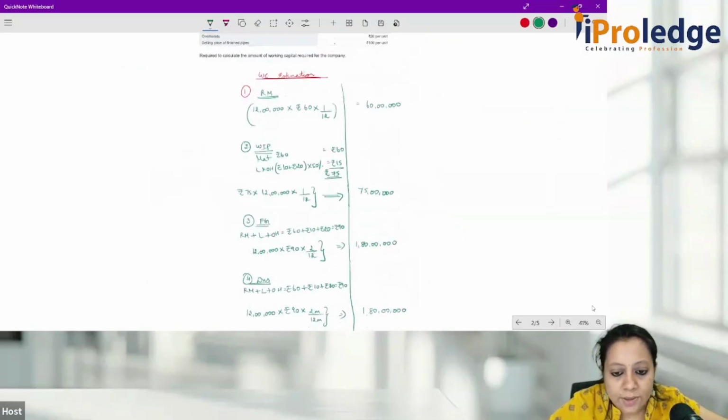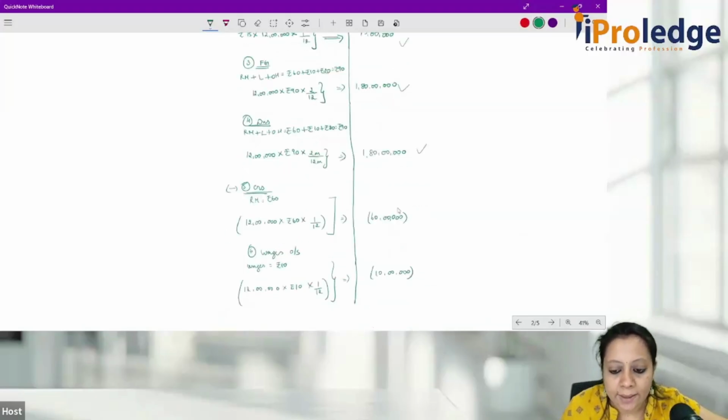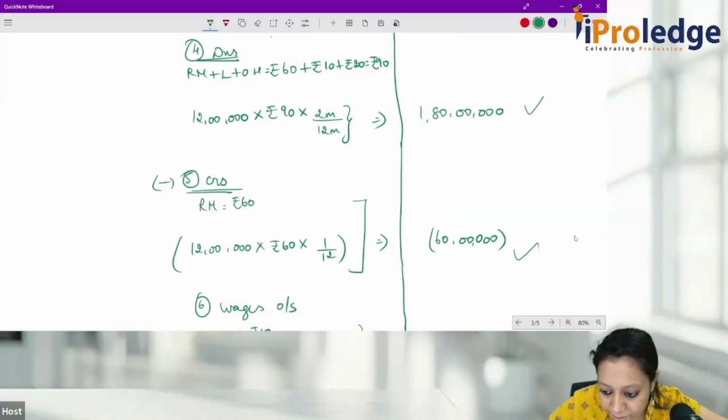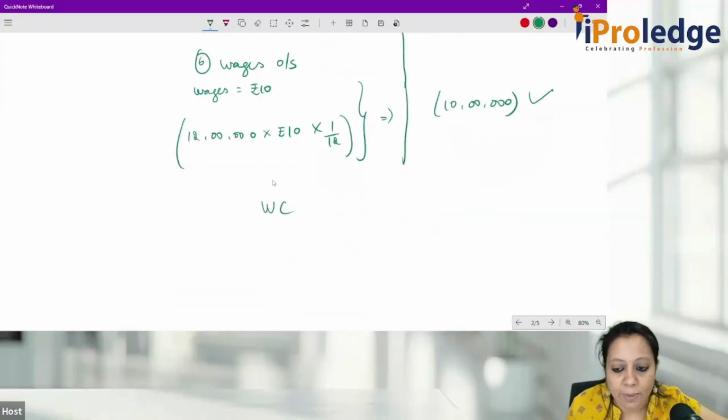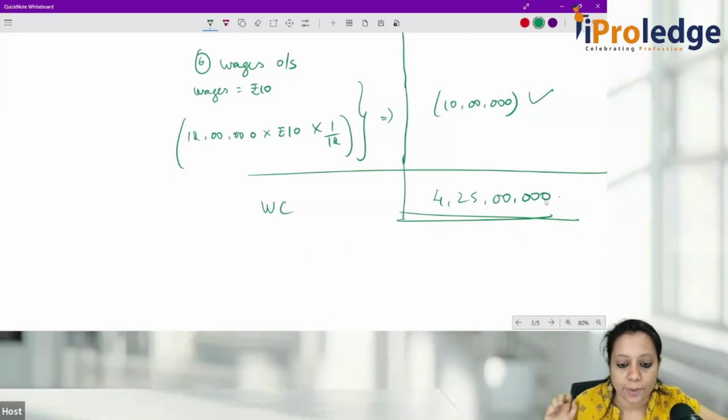Okay. So now I've just reduced it so we will be able to see the entire problem together. So we will add RM, WIP, FG, debtors. We will subtract the creditors and the wages. Then we will be able to get our working capital. One of the very good problems. So all of you calculate the working capital and tell me how much we are getting, all current assets minus all current liabilities. 4 crore 25 lakhs. Done. So working capital also done.